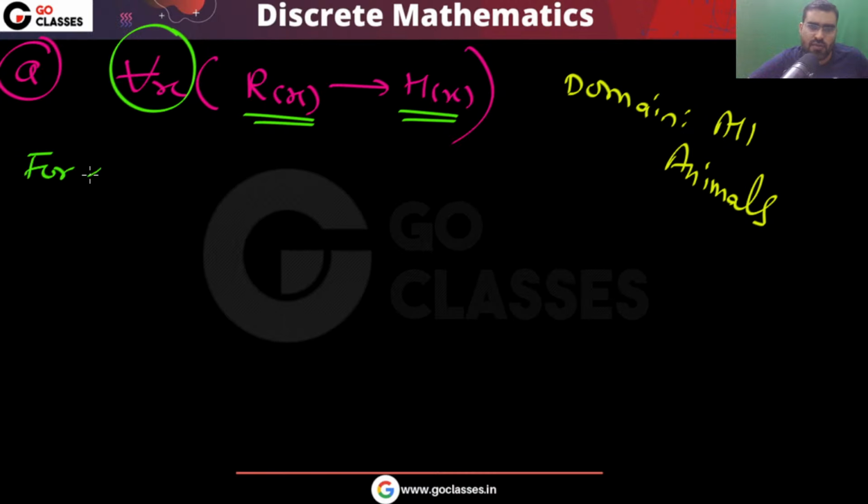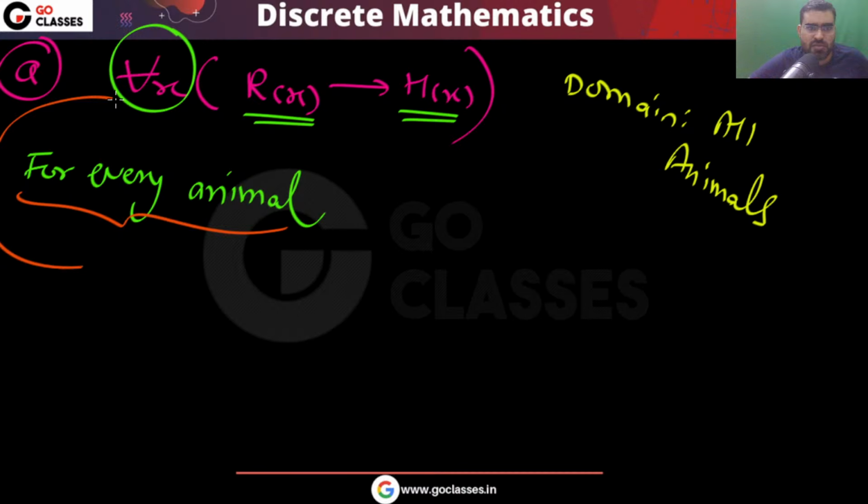We can say for every animal. This is what you can say. So this means, for every animal, if it is a rabbit, then it hops.